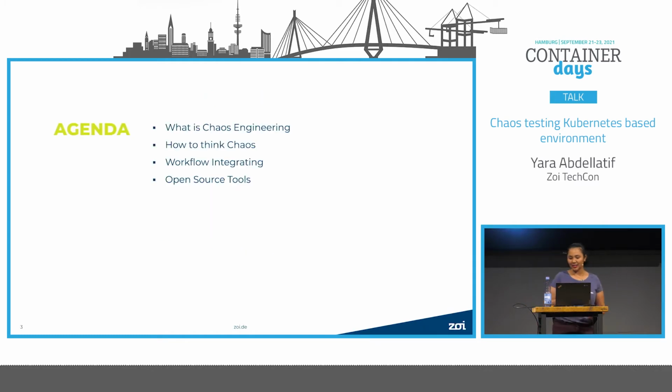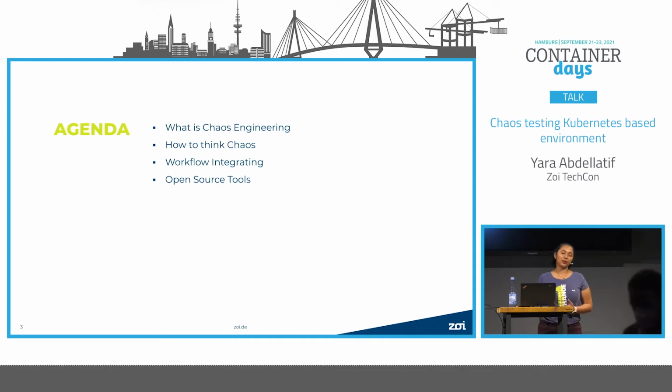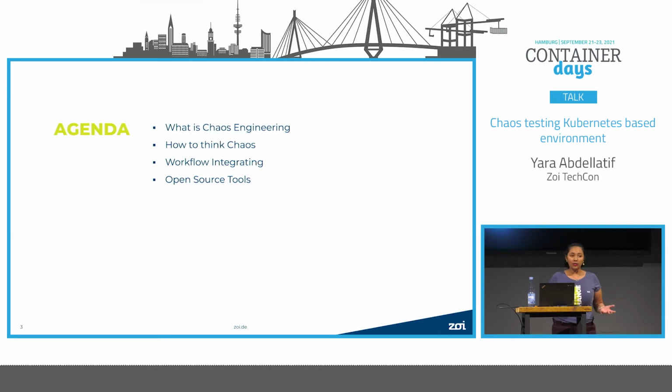So this is the agenda for today. We will talk shortly about chaos engineering in general. What does it mean? Understand how it works. Then how can we actually think about our chaos experiments or chaos testing? Then we will look at the ways to actually integrate our chaos experiments in our workflow. At last, we will take a look at some of the open source tools that allow us to run chaos experiments on top of Kubernetes.